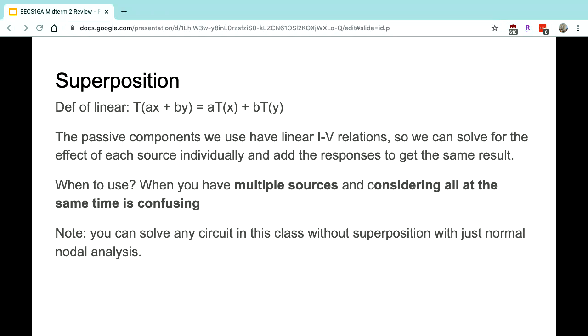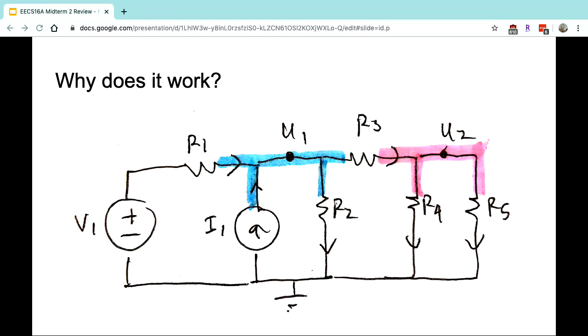So what we can do is zero out one source, calculate due to the other source, zero out the other source, and calculate due to the first source. So why does it work?